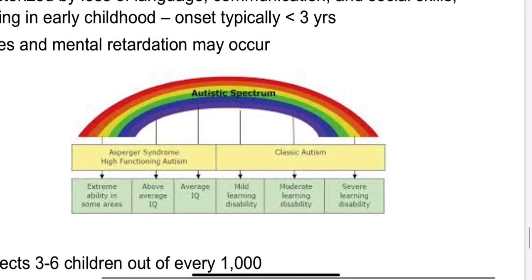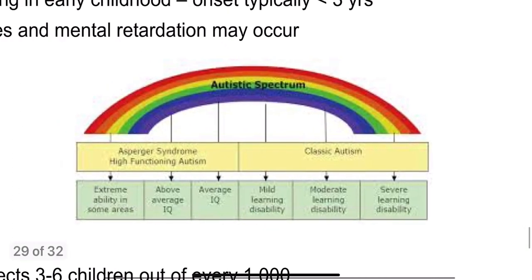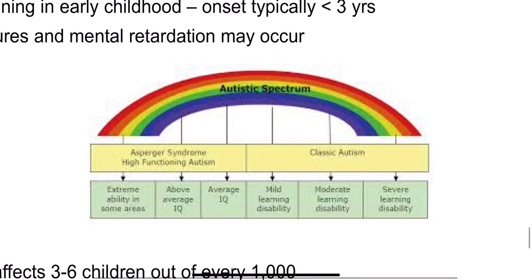So, what we mean with a spectrum of disorders is illustrated for us here. We can have extreme ability in some areas, for example, often some musical or mathematical ability, and then on the other end severe learning disabilities. Classic autism usually involves mild, moderate to severe learning disability, but high functioning autism is referred to as Asperger's syndrome, and usually these individuals have an average to above average IQ and even extreme ability in some areas.